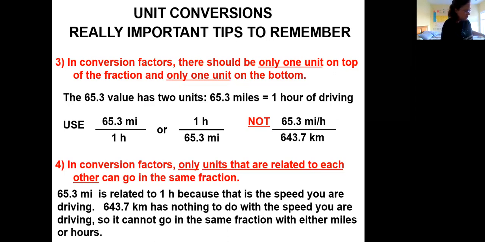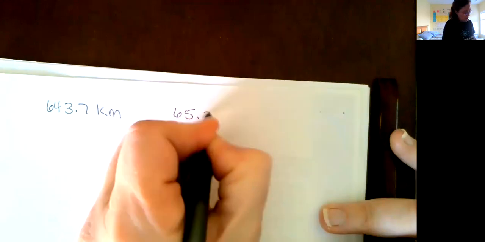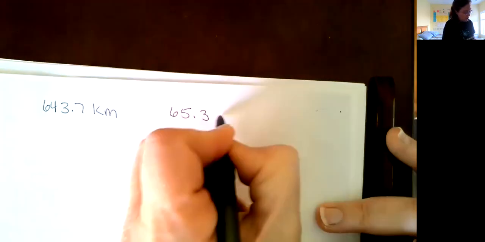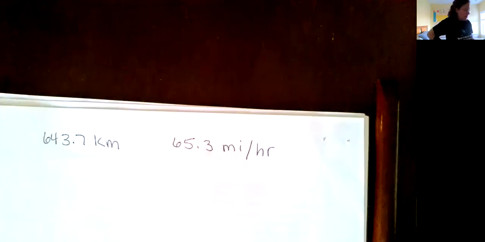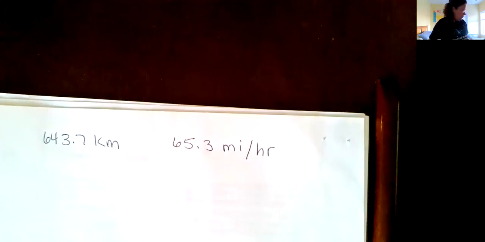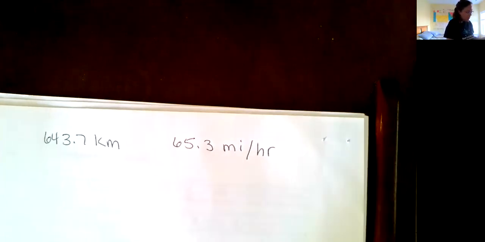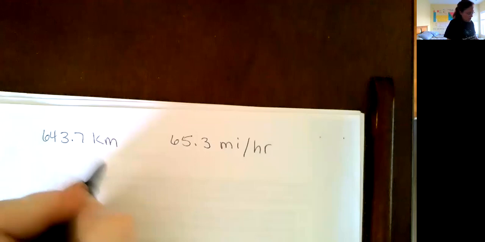643.7. And we're driving 65.3, I think it was, miles per hour. Okay, and you'd need one more piece of information for this. We'd need to know how many kilometers and miles it is. Oh, hey, there's one I know off the top of my head. So let's do something fun.